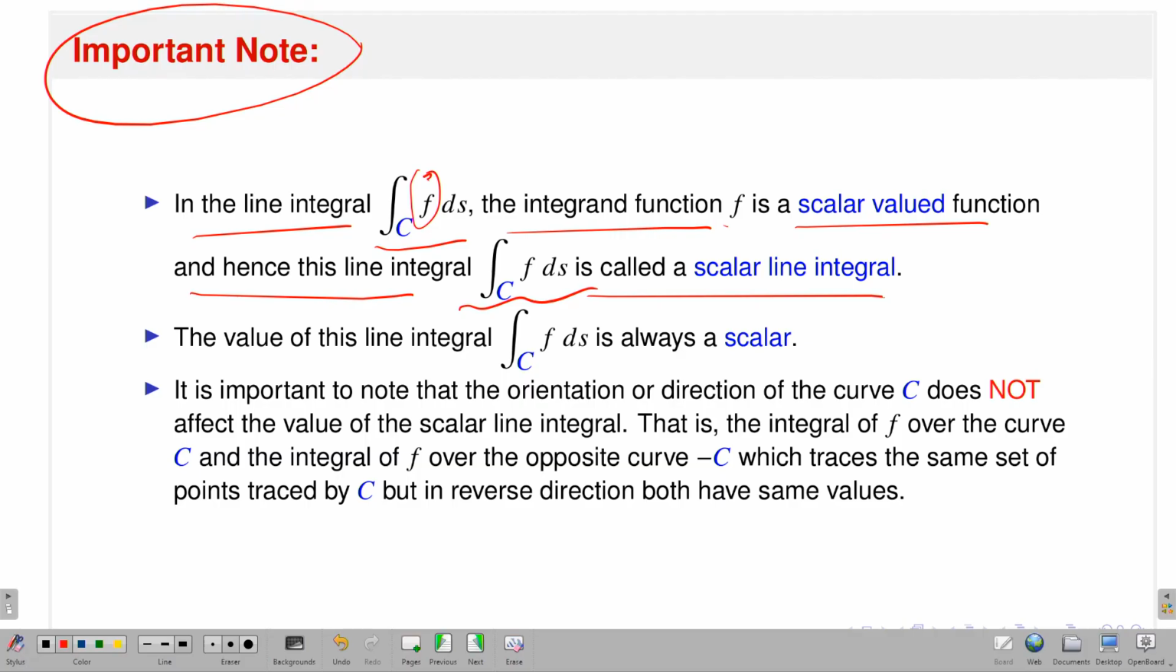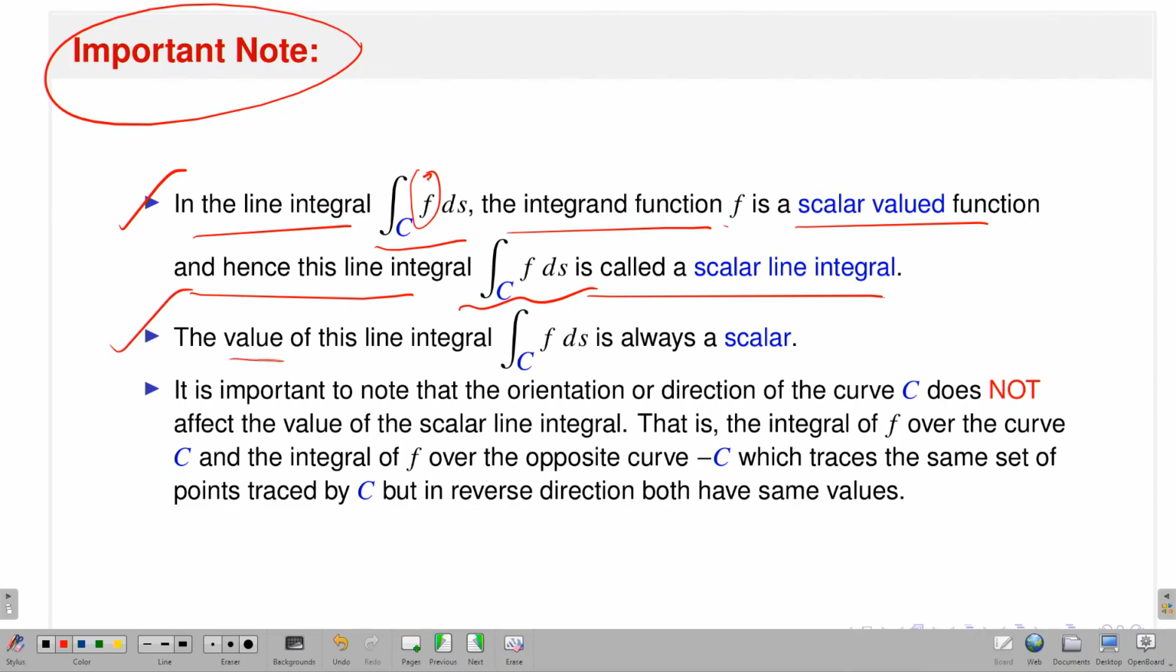Now, you can say that, instead of taking values in R, if it takes values in R2 or R3 or Rn, that means if it takes vector values, then this is called a vector line integral. When I talk about vector line integral, similar things will be there, but this time your function is taking not the scalar value, but the vector value. Okay, this is number 1.